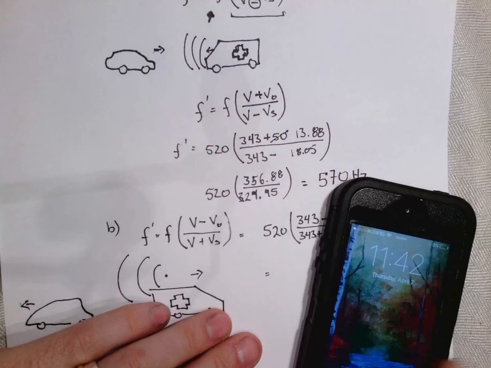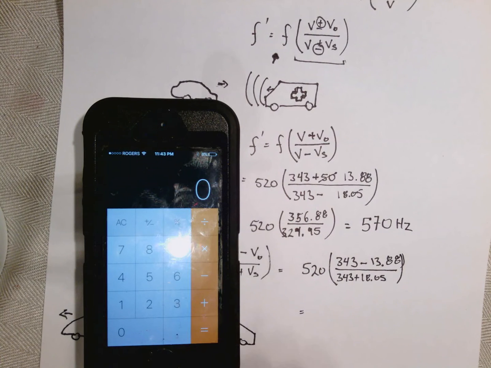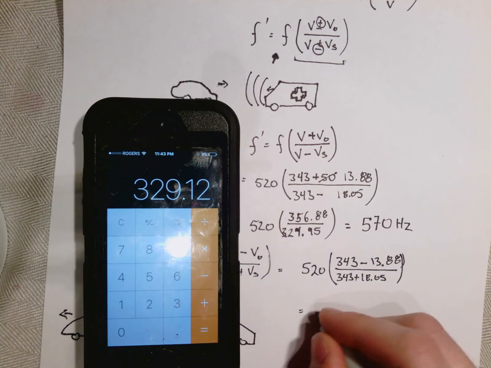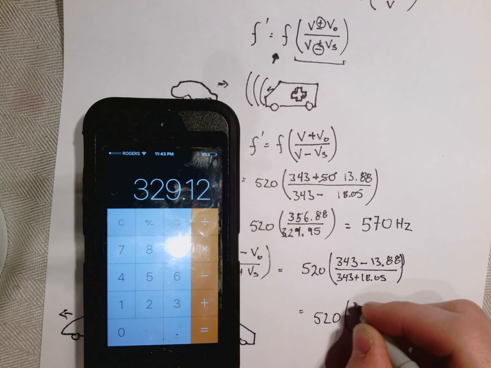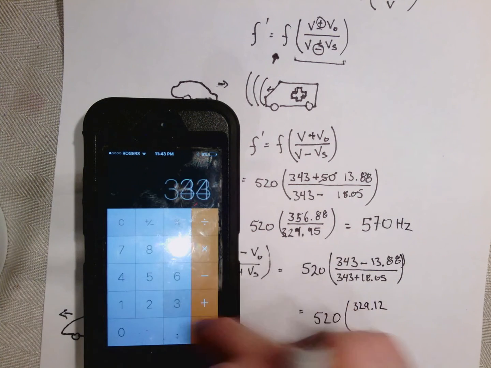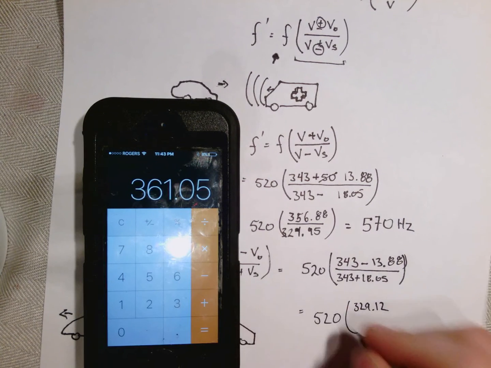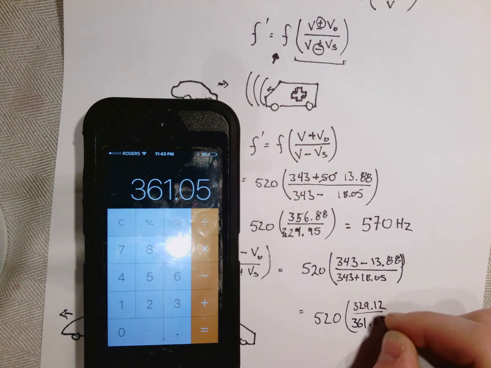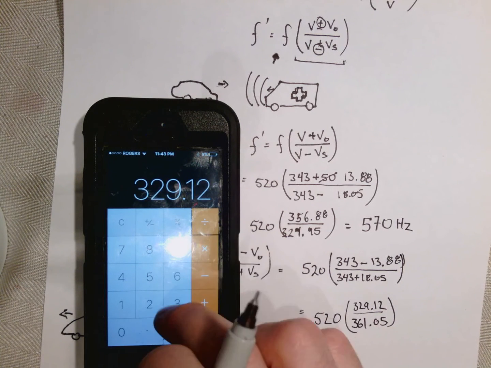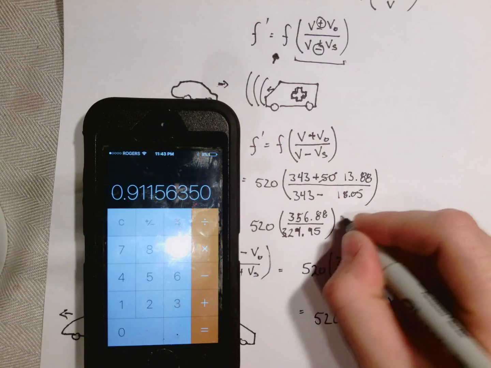I'm just going to solve this through. So 343 minus 13.88 gives you 329.12, and 343 plus 18.05 gives you 361.05. Now, that ratio, one over the other, 329.12 divided by 361.05 gives us 0.911.